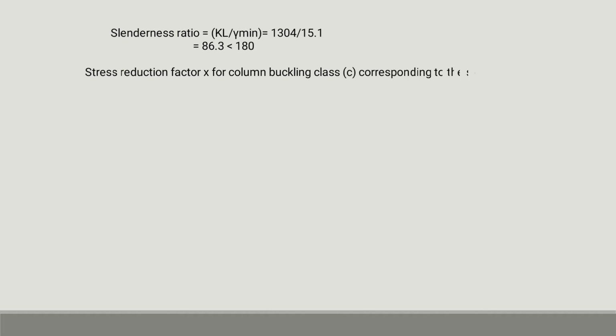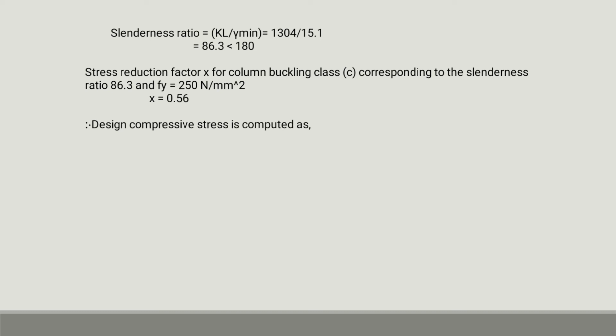So stress reduction factor for column buckling class corresponding to the slenderness ratio. The ratio is 86.3 and Fy is given in our question, so Fy is equal to 250 Newton per mm square. Then chi is equal to 0.56. Then design compressive stress is computed. We know the formula for fcd: chi into Fy divided by gamma m0. Chi is 0.56 and 250 is given in our question. Gamma m0 we know is 1.25, which is in our code book IS 800 2007, page number 30. The answer fcd is 112 Newton per mm square.